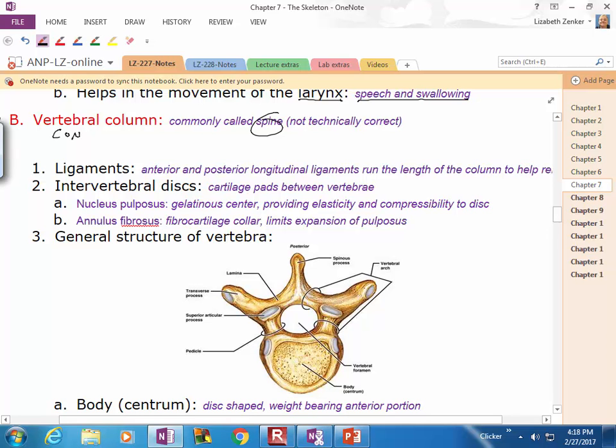So it consists of 26 irregular bones. They are designed to protect your spinal cord.